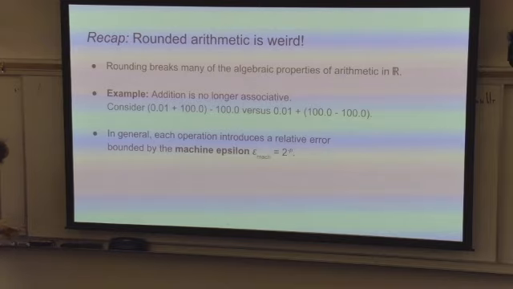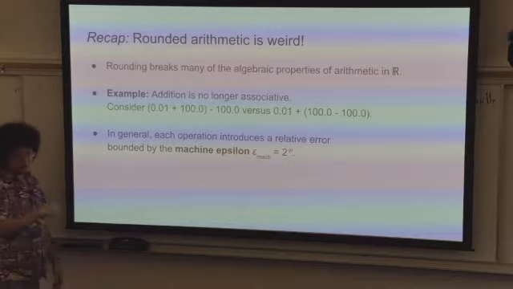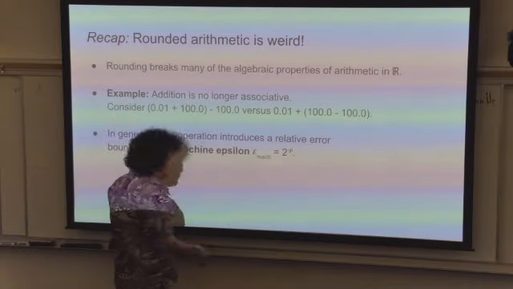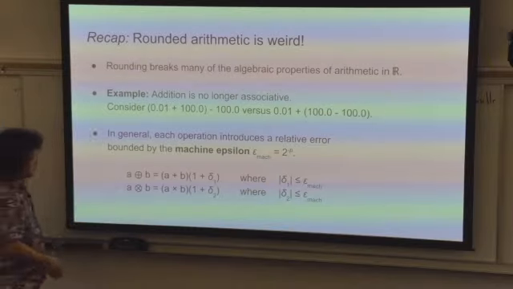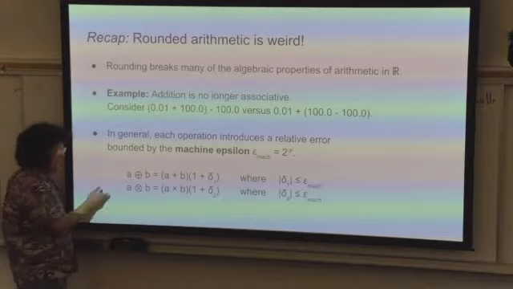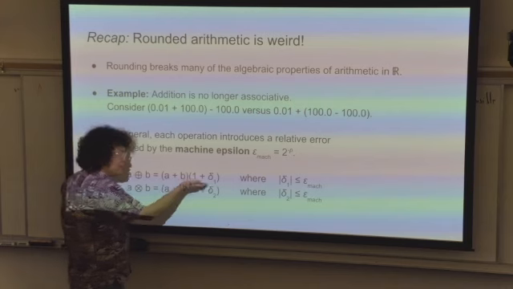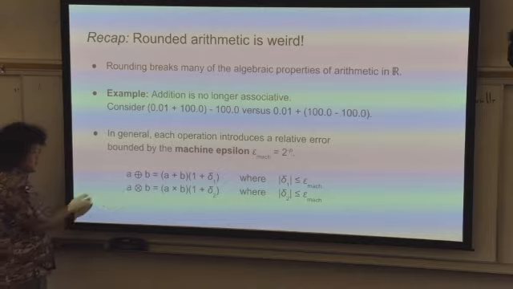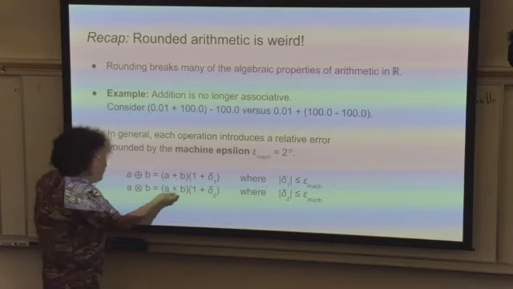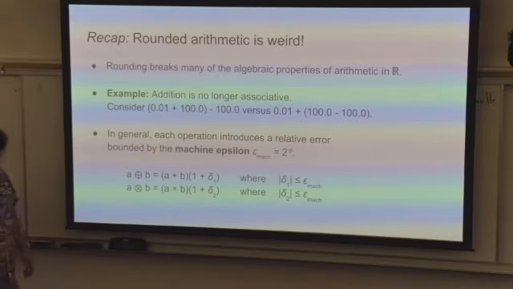And in general, every time you do a rounded operation, rounding introduces a relative error bounded by the machine epsilon. So the machine epsilon is this number. It's 2 to the minus p, where p is the precision of the format. And the way to think about it is every time you compute a floating point sum, a circle plus b, what you get out is a number that's very close to a plus b, except for a factor of 1 plus delta, where delta is bounded in magnitude by the machine epsilon. And the same in this case as well. You're going to get, for the product, something very close to it with this extra factor of 1 plus delta here. And delta is bounded by the machine epsilon.